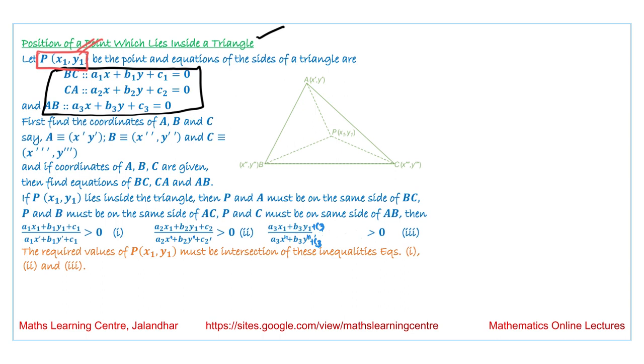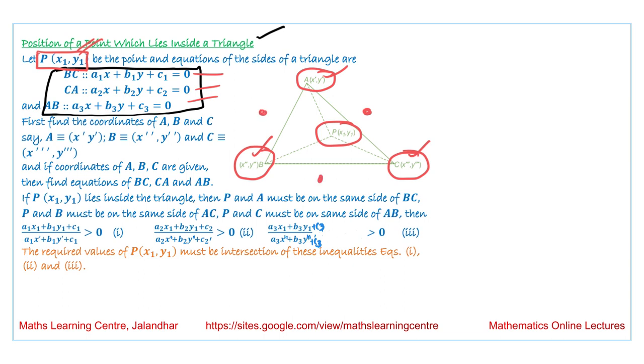So first of all we solve these three equations and we calculate these points A, B and C. We are saying this is (x', y'), (x'', y''), (x''', y'''). Now we have to check the position of this point P(x1, y1), whether it lies inside the triangle or not. And if it lies outside, then it lies over here, over here, or over here.